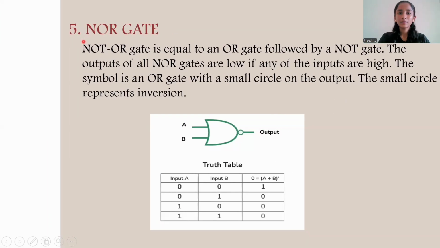And the next gate is NOR gate. NOT OR or NOR gate is equal to an OR gate followed by a NOT gate. The output of a NOR gate is low if any of the inputs are high, and the output is high when both the inputs are low. The symbol is an OR gate with a small circle on the output. The small circle represents inversion.